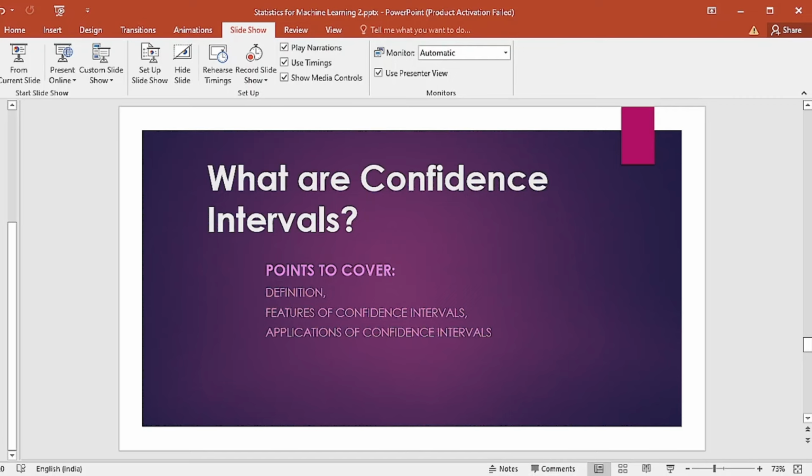Application of confidence intervals: medical research, market research, quality control, finance and economics, environmental studies, education and testing, predictive modeling, etc.